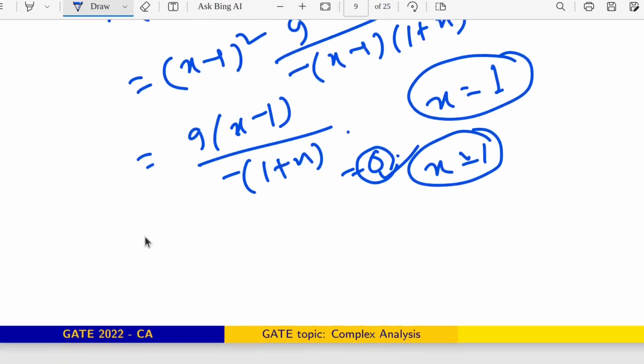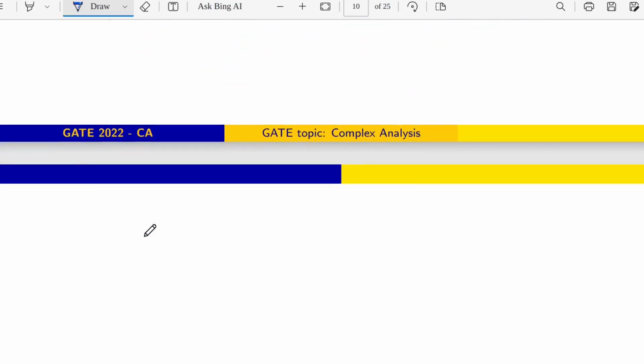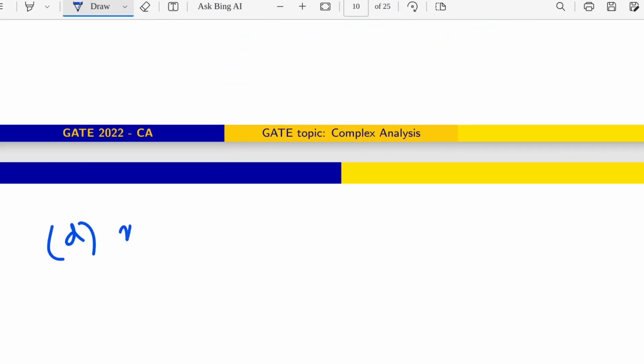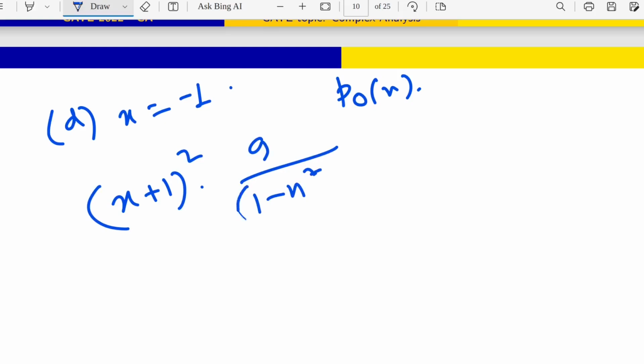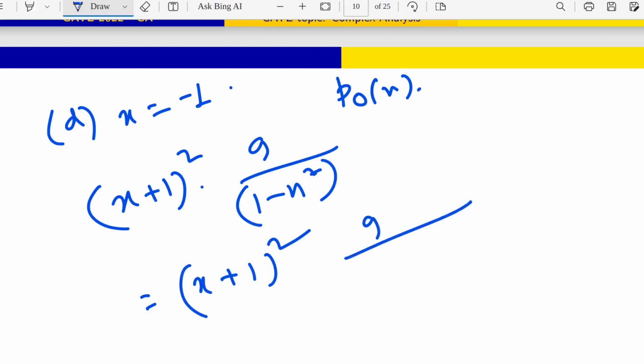Now coming to the x equal to minus 1 point. For that case, I am talking about P0x. So what will happen? x plus 1 whole square times 9 by 1 minus x square, so x plus 1 whole square times 9 by (1 minus x)(1 plus x).